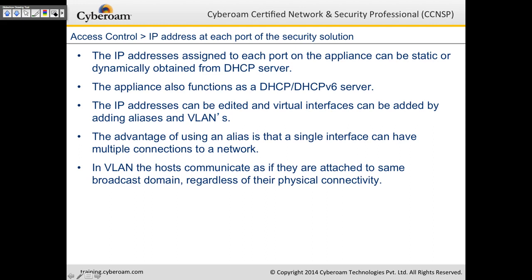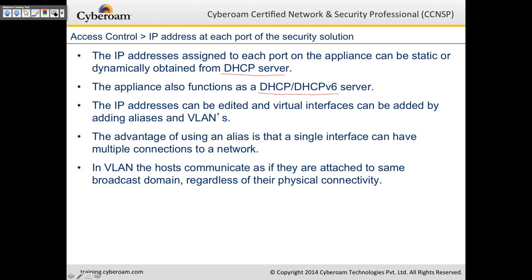Now the IP addresses assigned to each port on the appliance can be either static or dynamically obtained from a DHCP server. So if you're talking about the WAN interface and you've got a dynamic IP address from your ISP, it doesn't matter. You can set that interface to have a dynamic IP address and it'll automatically get the IP address from the respective DHCP server. The appliance itself can function as a DHCP or a DHCPv6 server. So if you want Cyberoam to lease out IPv4 or IPv6 addresses, Cyberoam can act as a DHCP server.